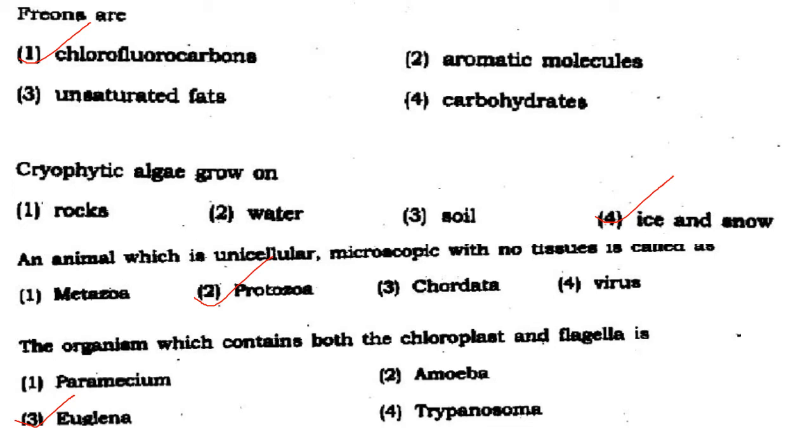An animal which is unicellular, microscopic, with no tissues is called option 1 metazoa, 2 protozoa, 3 chordata and 4 virus. Answer is option 2 protozoa. The organism which contains both the chloroplast and flagella is option 1 paramecium, 2 amoeba, 3 euglena, 4 trypanosoma. Answer is option 3 euglena.